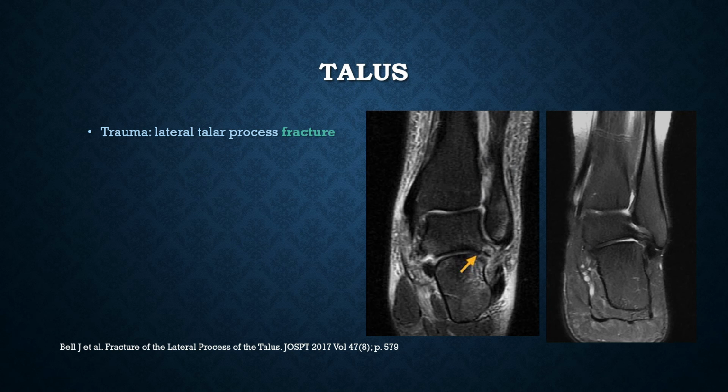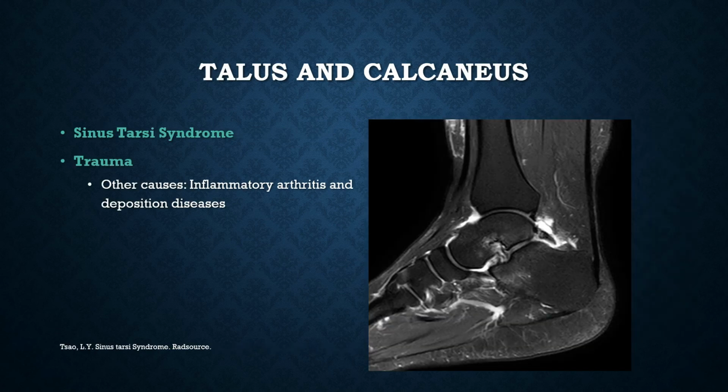Lateral process fracture. This became a much more common imaging finding with snowboarding injuries a couple of decades ago. Again, you'll see bone marrow edema in the lateral talar process and usually in the adjacent distal fibula and calcaneus. Injury to the sinus tarsi can result in bone marrow edema in the adjacent calcaneus and talus, and other causes may include deposition diseases or inflammatory arthritis.